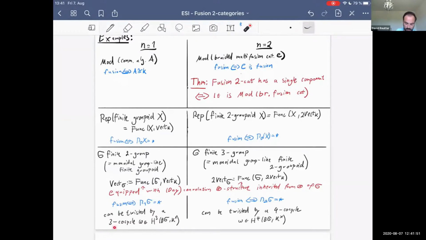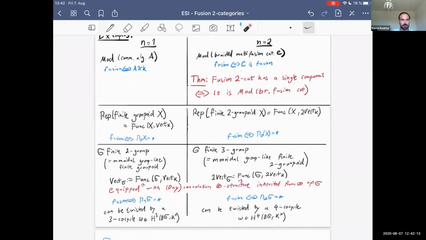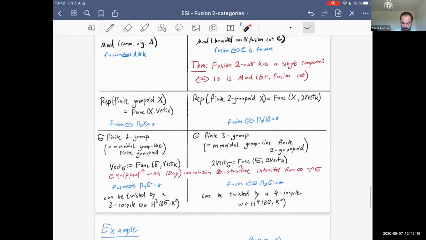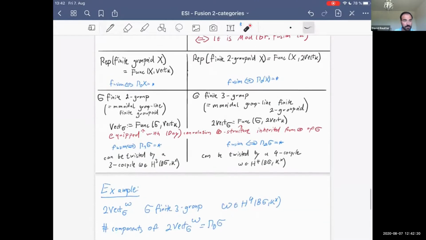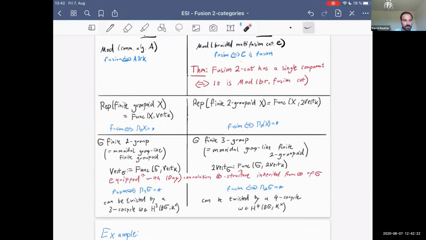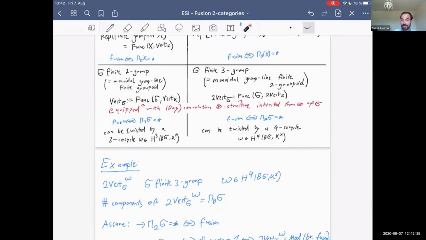And they can be twisted by 3 cocycles here, as you might well know, and similarly these can be twisted by 4 cocycles, and this really means 4 cocycles in a homotopical sense, that I take this finite 3 groupoid, I can deloop it to give me some 3 type, and then I just really take the 4th cohomology of this 3 type. And maybe to end on a concrete example then, I might actually have enough. Yeah, let's try to end on this example and then I'll see how much time I have left.